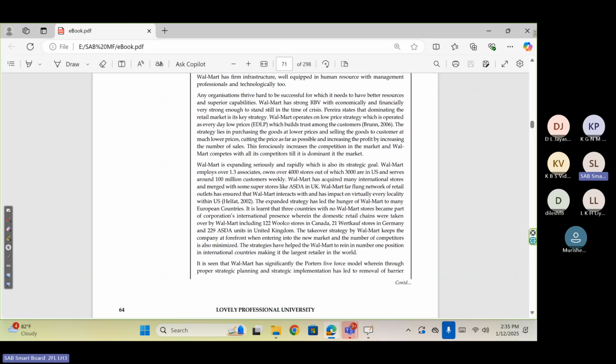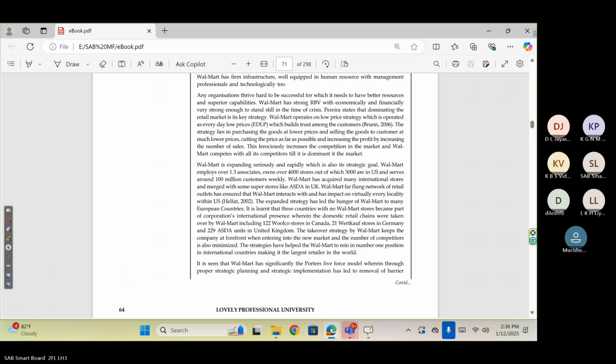Walmart's far-flung network of retail outlets has ensured that Walmart interacts with and has an impact on virtually every locality within the US. The expansion strategy has led Walmart's hunger to many European countries. It is learned that 3 countries with no Walmart stores became part of the corporation's international presence, wherein domestic retail chains were taken over by Walmart, introducing 122 Woolco stores in Canada, 21 Wertkauf stores in Germany, and 229 ASDA in the UK, as mentioned there.